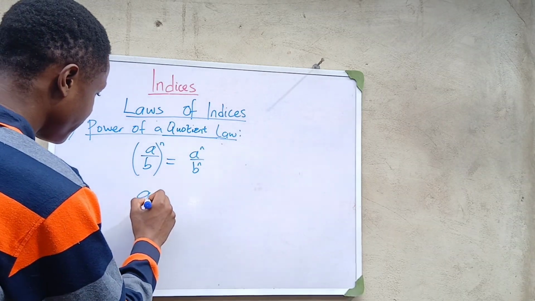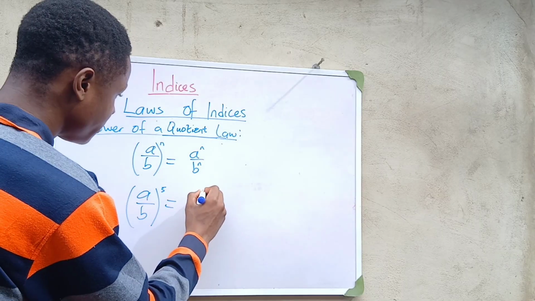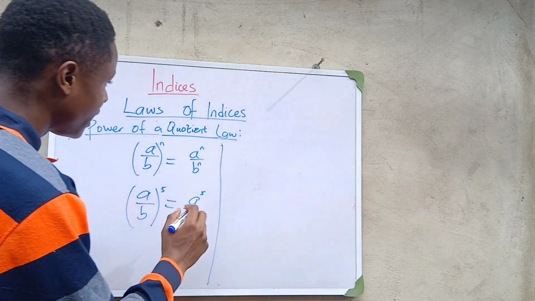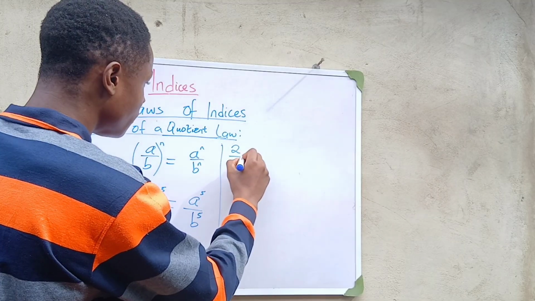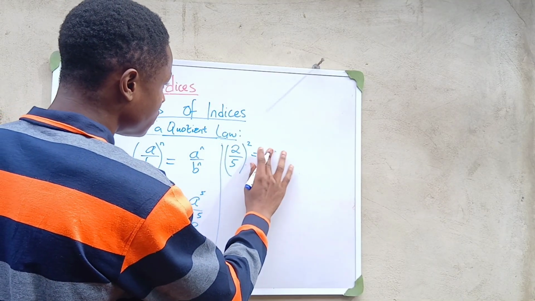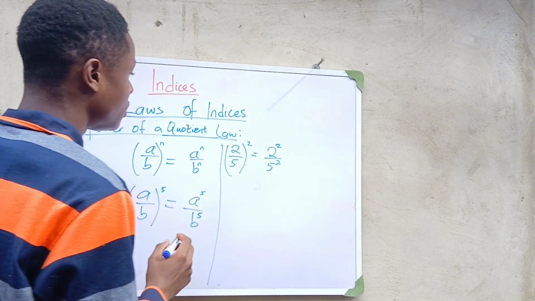So let's say we have a over b raised to power 5, we'll have a raised to power 5 over b raised to power 5. Okay, let's now say we have 2 over 5 all squared. We have 2 raised to power 2 over 5 raised to power 2.